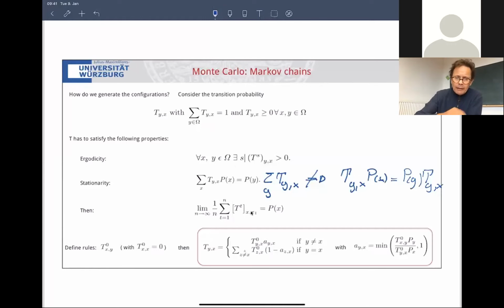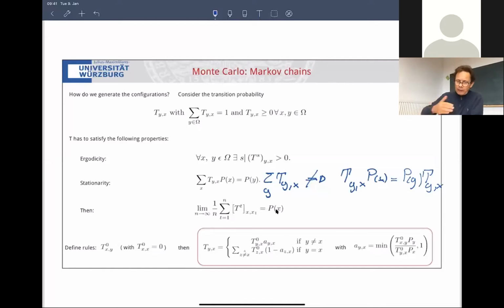If I start with any configuration x1, the result should be independent of the starting point, and I iterate this matrix t times. After iterating t times, summing up everything for a very long time and dividing by n, what this equation is telling you is that if you iterate your Monte Carlo a lot, then the fraction of the time in the sequence of configurations that you are in configuration x is given by this probability distribution p of x.